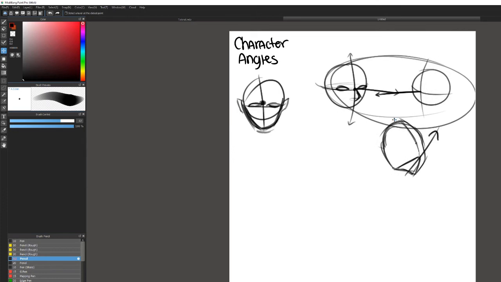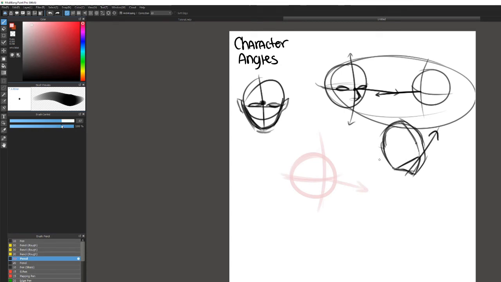Feel free to pick whatever angle you want to do. I'm going to just do the simple looking to the right angle, because it's a lot easier to show within the time frame we have. So again, taking that line and going to the side. And so the character should be looking in this direction.